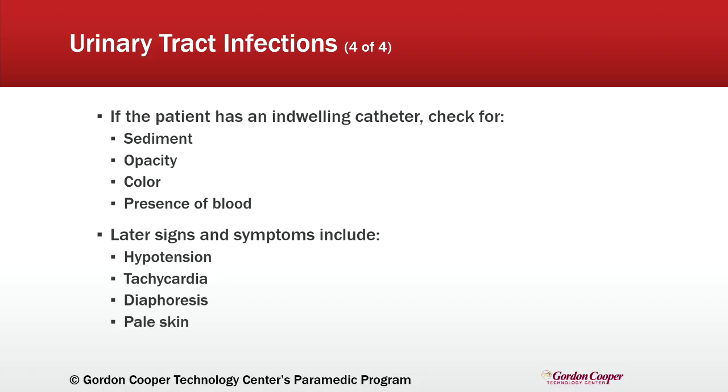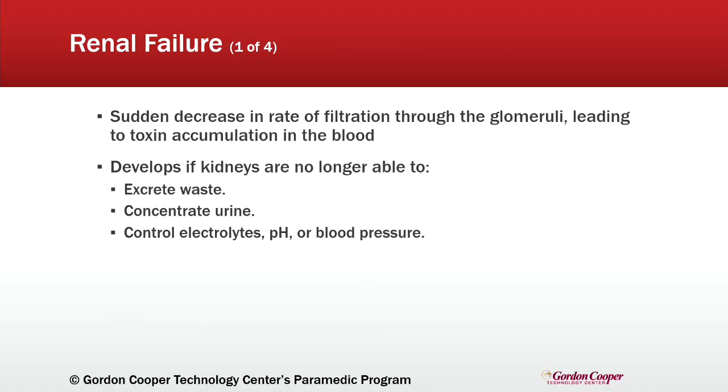Some later signs and symptoms we might see, of course, would be hypotension once that develops into full-on sepsis, and tachycardia, diaphoresis, and of course pale skin and those kinds of things that we would normally expect to see with patients that have gone down the sepsis pathway. I can't overstress the fact that urinary tract infections can easily spread to sepsis. They can spread to kidney infections, and they can spread throughout the body. So that's why it's important that they're dealt with and not just overlooked.